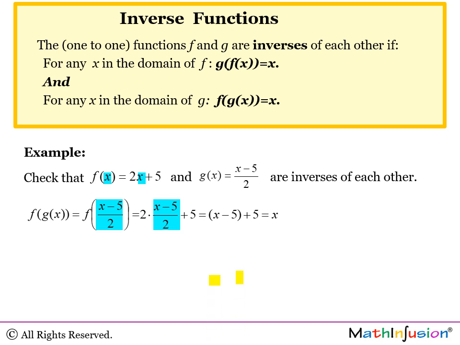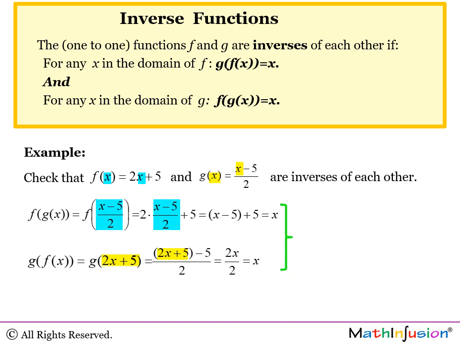Now to the other composition. g of f of x is g of 2x minus 5. We will replace the x in g of x by 2x minus 5, simplify the algebra, and we get x. Only now, because of the theorem above, we can conclude that f and g are inverses of each other.